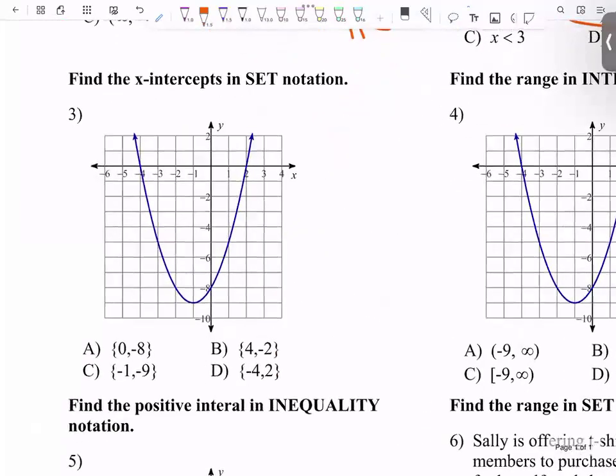Okay, find the x-intercepts in set notation. All right, so x-intercepts here where it crosses the x-axis, so at -4 and +2. And when we do that, with set notation, you put them in braces like we do here. That's not a coordinate. This is just listing out the different x-intercepts. So another way to write it would be (-4, 0) and (2, 0). These are two separate coordinates. This is just listing out what the x-intercepts are.